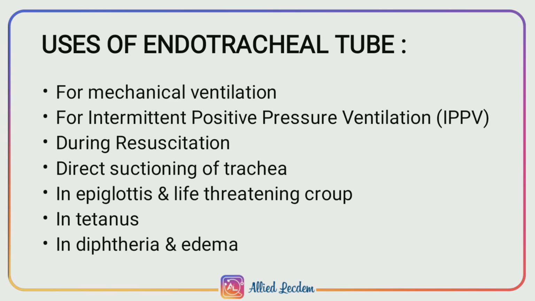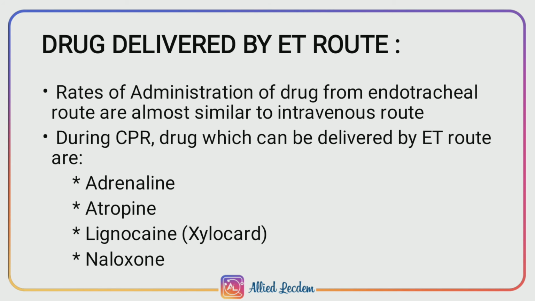Uses of the endotracheal tube: for mechanical ventilation, for intermittent positive pressure ventilation, during resuscitation, direct suctioning of the trachea, in epiglottitis and life-threatening croup, in tetanus, in diphtheria and edema. Drugs delivered by ET tube. The rate of absorption of drugs from the endotracheal route is almost similar to the intravenous route. During CPR, drugs which can be delivered by ET route are adrenaline, atropine, lignocaine, and naloxone.